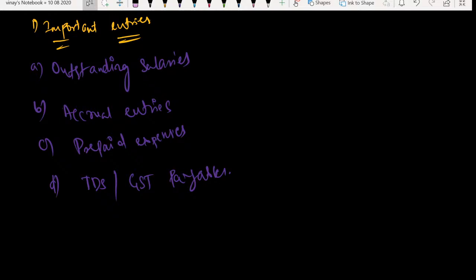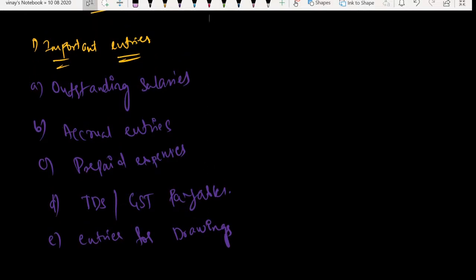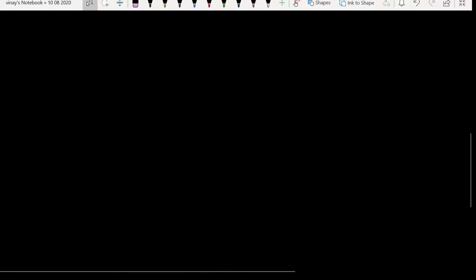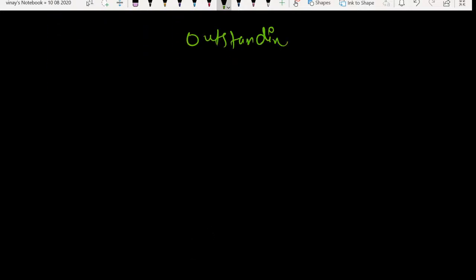Then entries for personal drawings. This is an important concept which you have to remember. We will also see, whenever we purchase, how we have to pass a general entry for GST, and GST input tax credit and output tax credit. That is also something you should learn. Then let's start with these important entries. The first one is outstanding salaries.